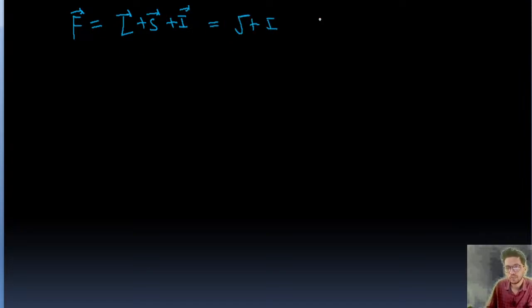Okay, so we have been given in the question the total angular momentum F, which is L plus S plus I, or we can write this as J plus I, because we know J equals L plus S. This is angular momentum. So we can write F equals J plus I.